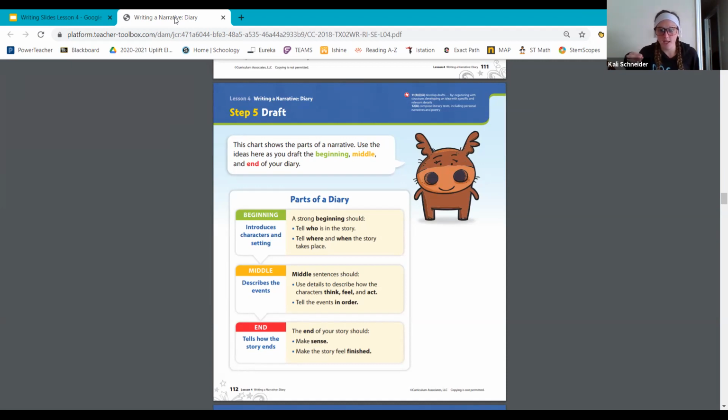The middle describes events. So the middle section should use details to describe how the character thinks, feels, and acts. And it should tell the events in order, right? Just like we went through and did morning, afternoon, and nighttime. That's going to be our order that we need to follow, so it makes sense. And in the end, it's going to tell how the story ends. The end of your story should make sense, obviously, and it should make the story feel finished. So it should give a good ending so it doesn't feel like the reader is missing something still.